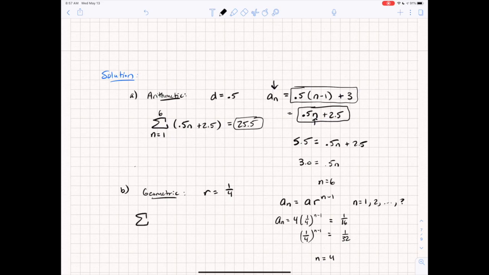So now my sigma notation: n is equal to 1, and we'll go to 4. My argument is 4 times (1/4) to the n minus 1. Using our shortcuts or sigma notation, we can add these numbers, and we get that the sum would be 81/16. And so this is sigma notation.